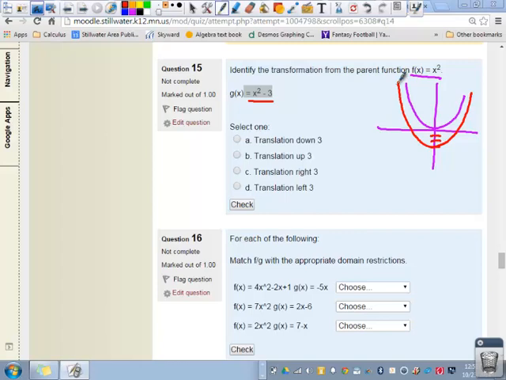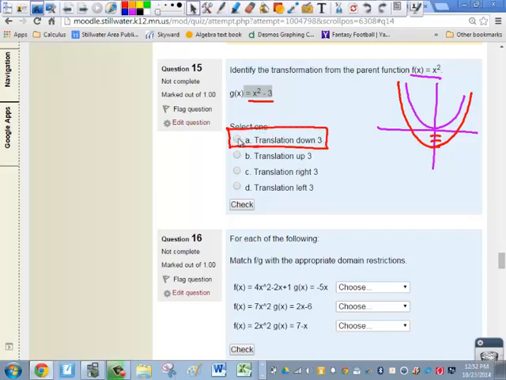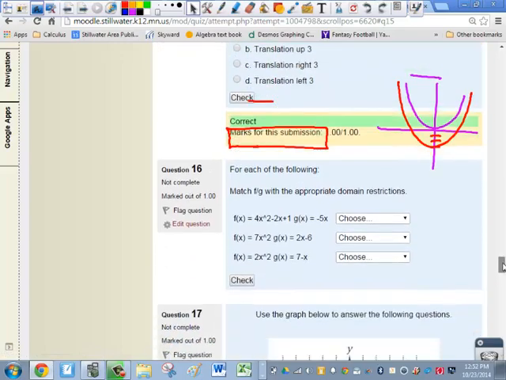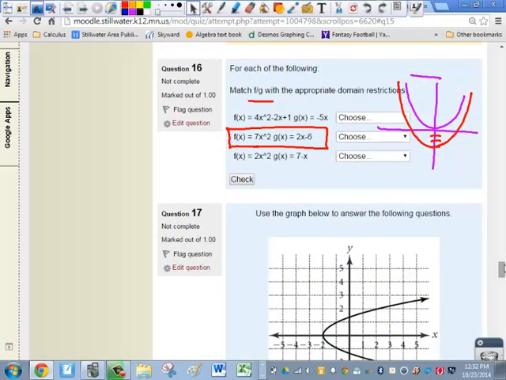Which is a translate down 3. That's what's going on, and so that's your answer to this one. Nice and easy. Moving on. I like those easier ones. Okay.